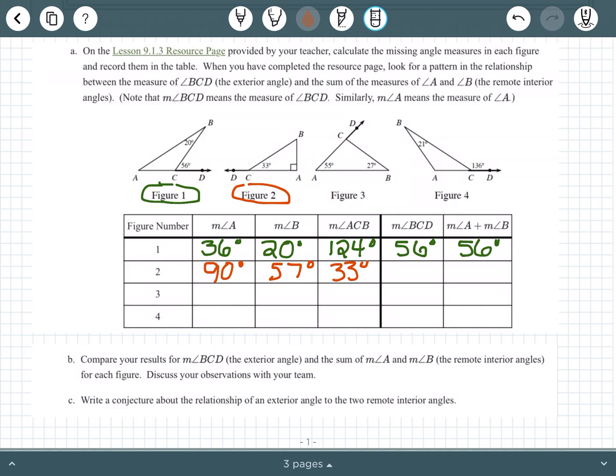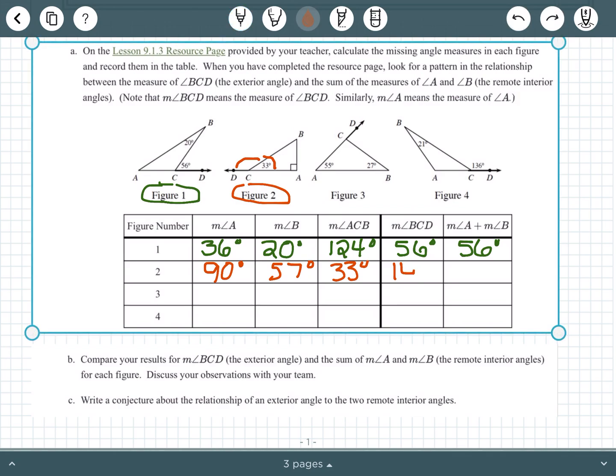All right, the measure of angle BCD. Now, angle BCD is going to be this exterior angle here. So notice how that angle plus my measurement of this angle make a straight line, which should add up to 180 degrees. So I'm going to do 180 minus 33. That gives me 147, which is the measurement of that exterior angle.